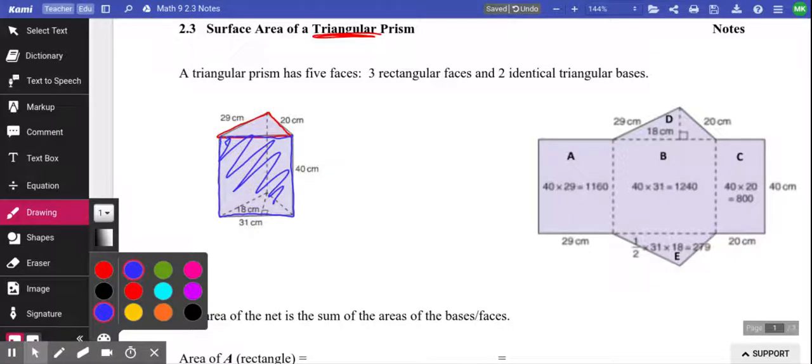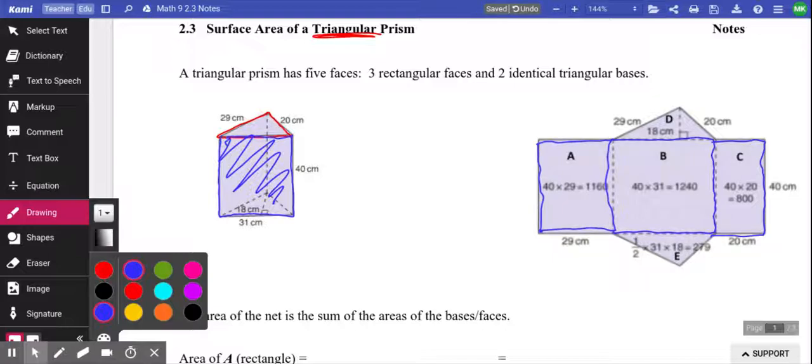It's just now, instead of having 4 rectangles, a front, a back, a side, and a side, we're going to have 3 sides like this. And they're not going to be identical this time. The reason they're not identical this time is because the triangles aren't always going to be equilateral triangles. Equilateral triangles means all the sides are the same.